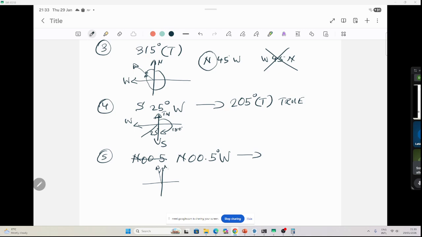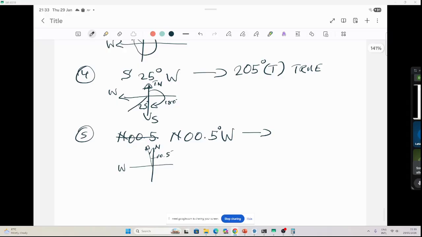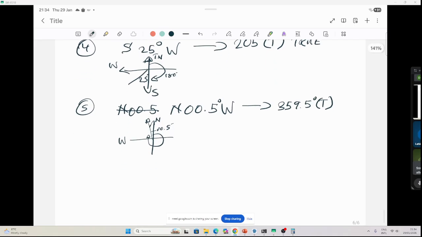So this angle is 0.5, right? Because of that, once you measure this angle, it is going to be 359 decimal 5 degrees true. Right? Okay, right. So now we'll go to the next point.